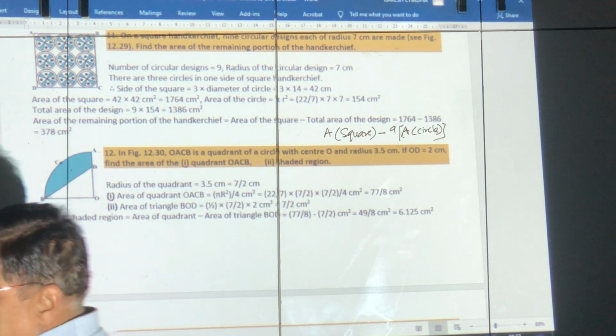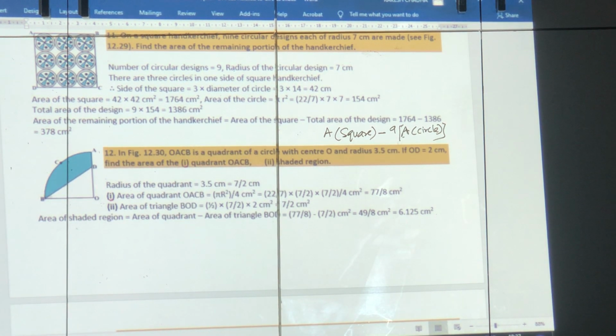Simple sum, my friends. We will find the shaded area. Find the square, side square, find the circle, pi r square, and go ahead and subtract the two. Nothing great.